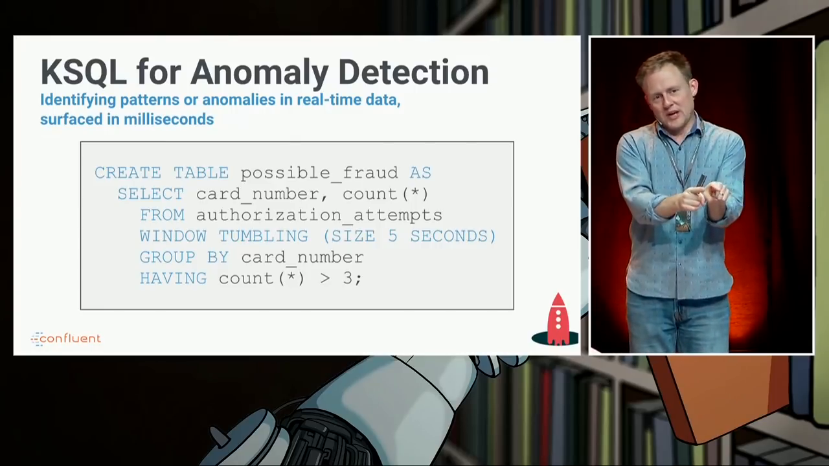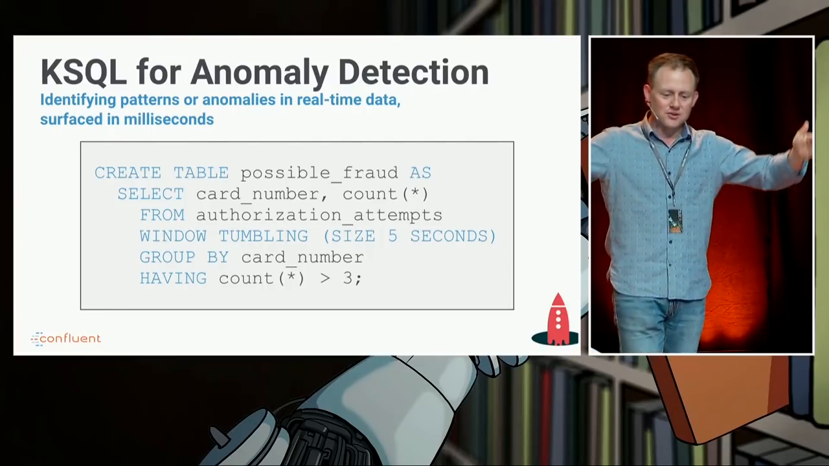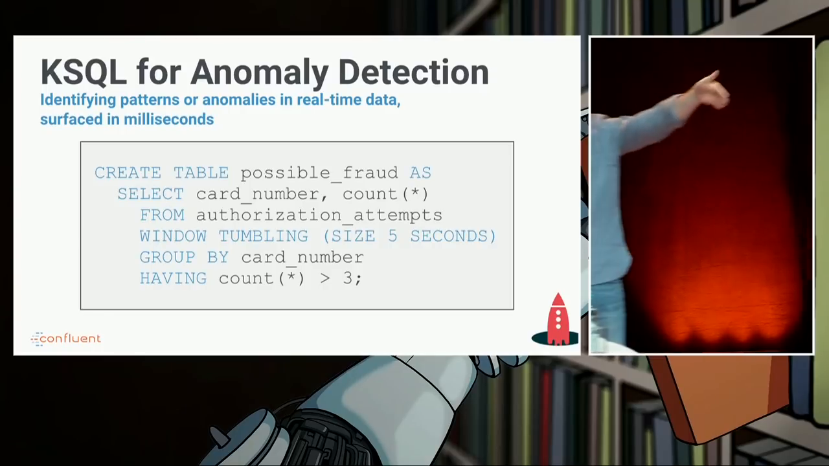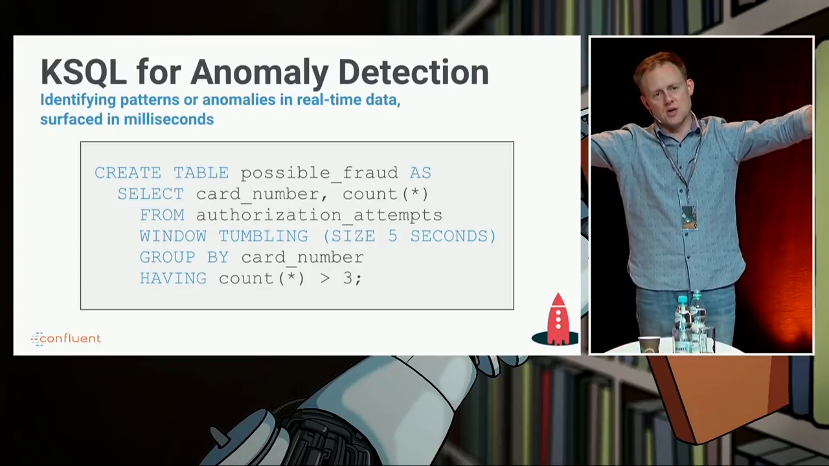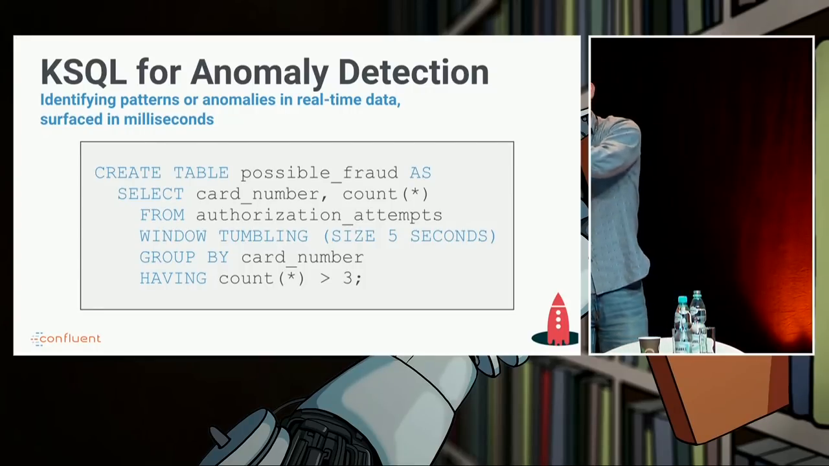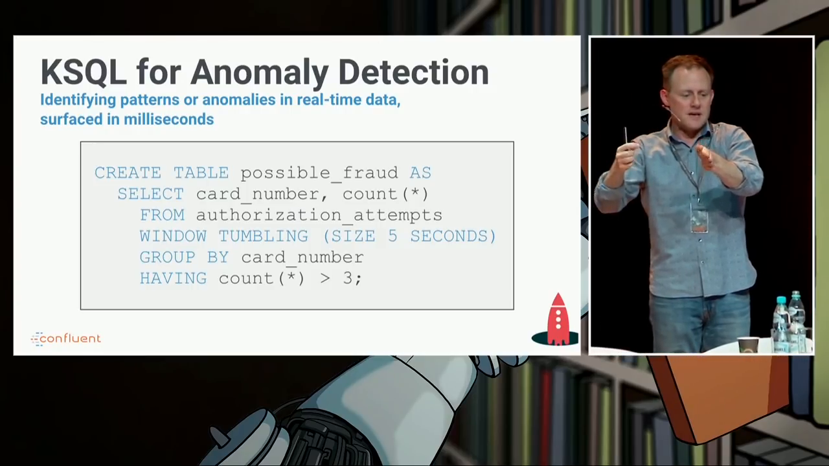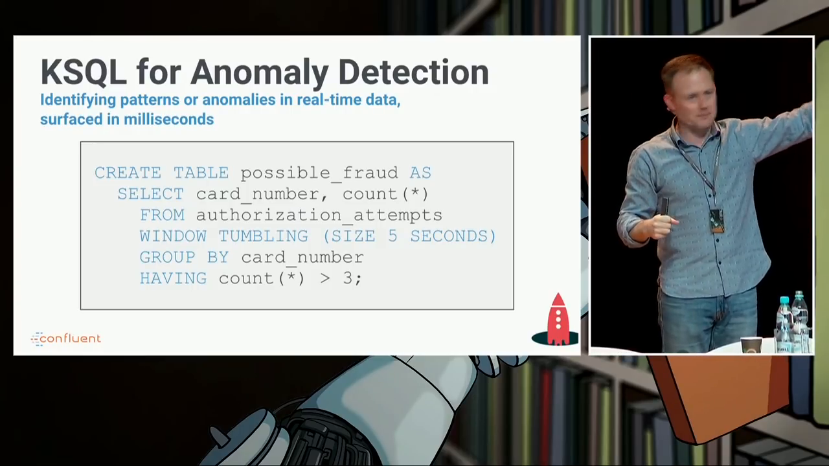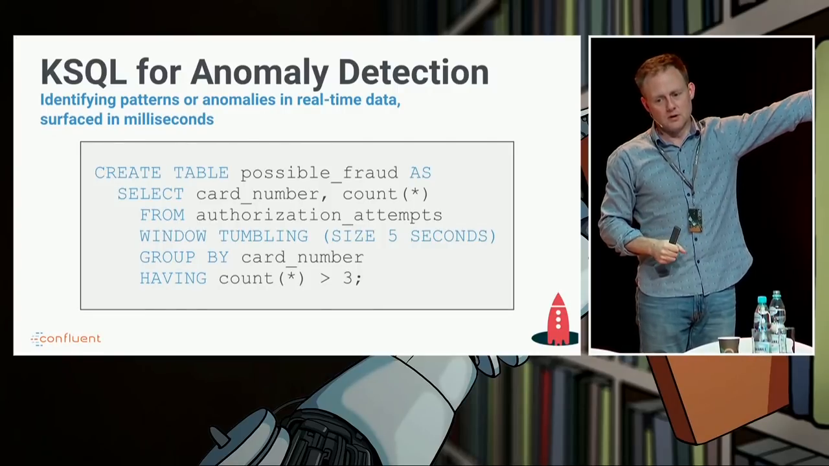The window statement in the middle is key there. So this aggregation, this counting, is going to only take place inside five-second windows. So I need to see more than three uses of that card within 5 seconds. And so if there are, say, four authorization attempts in 50 milliseconds, then right away, that card number and the number four will be emitted into possible fraud, into the table.